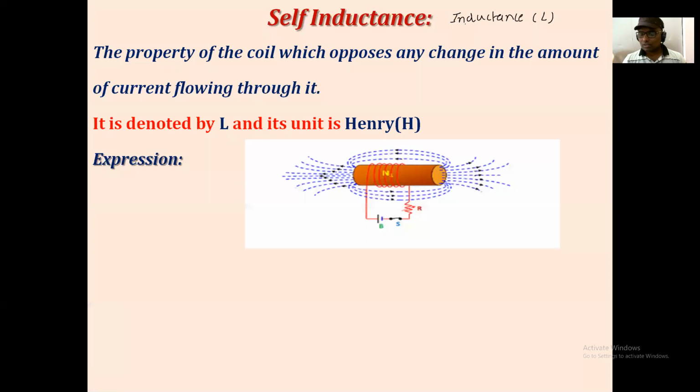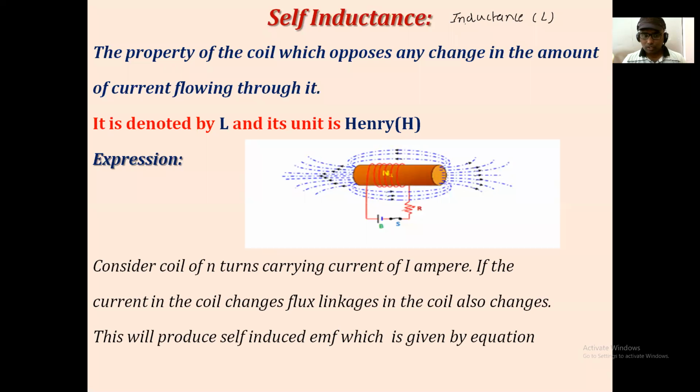With this diagram, I have already explained what is meant by self-induced EMF, and right now I have explained what is meant by self-inductance. Now we are trying to derive the formula for self-inductance. Consider a coil of N turns carrying a current of I ampere. If the current in the coil changes, the flux linked with the coil also changes. This will produce the self-induced EMF, which is given by the equation E equal to N d phi by dt, according to Faraday's second law.